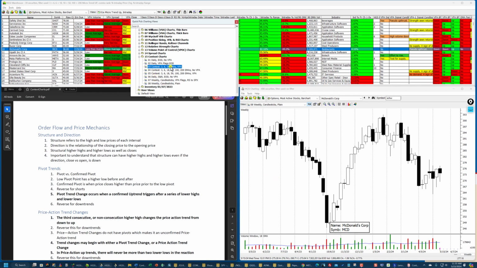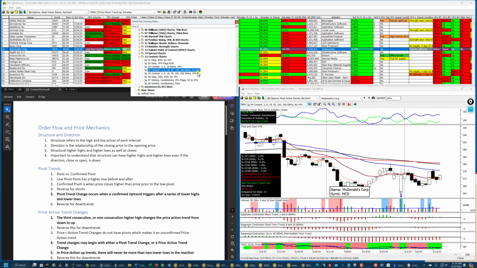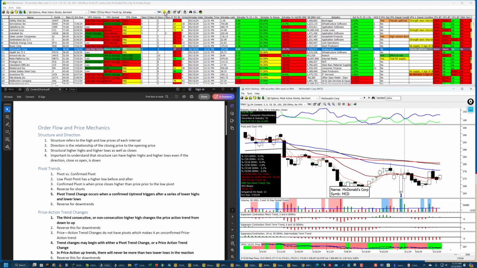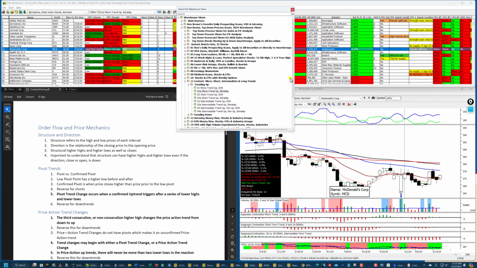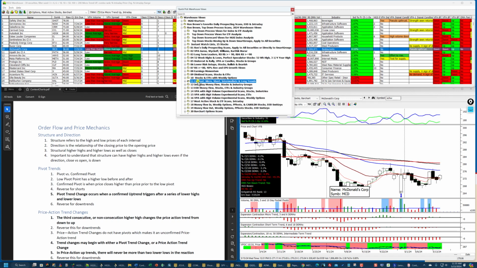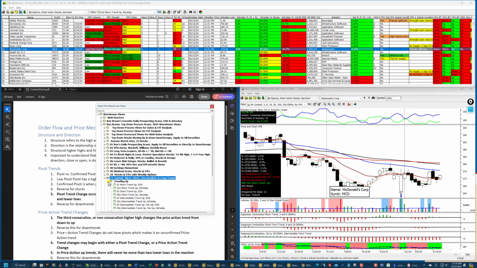Okay, now I'm just going to select, actually I want this one right here, context, no VPAs, and I'm going to show you in the warehouse what I've done and what you can get out of these. Now under folder number 11, context, micro, short, intermediate, and long trends. What I've done is I went in and created these filters which instantly pull up stocks based upon their context.